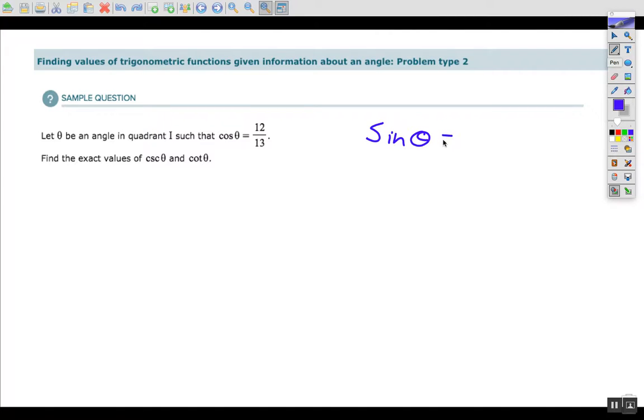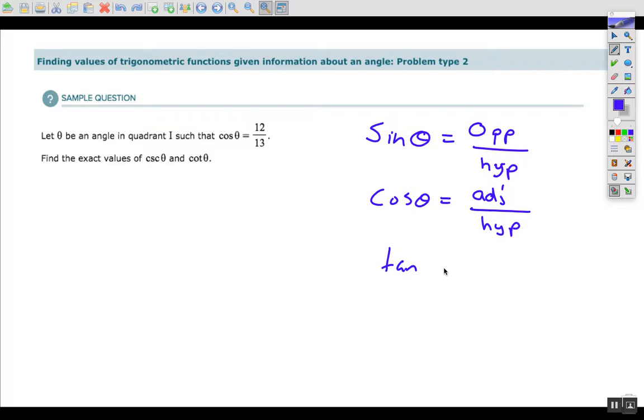sine of theta is equal to the ratio of a triangle's opposite side to its hypotenuse. Cosine of theta is equal to its adjacent side over its hypotenuse. Tangent of theta is equal to the ratio of the triangle's opposite side to its adjacent side.